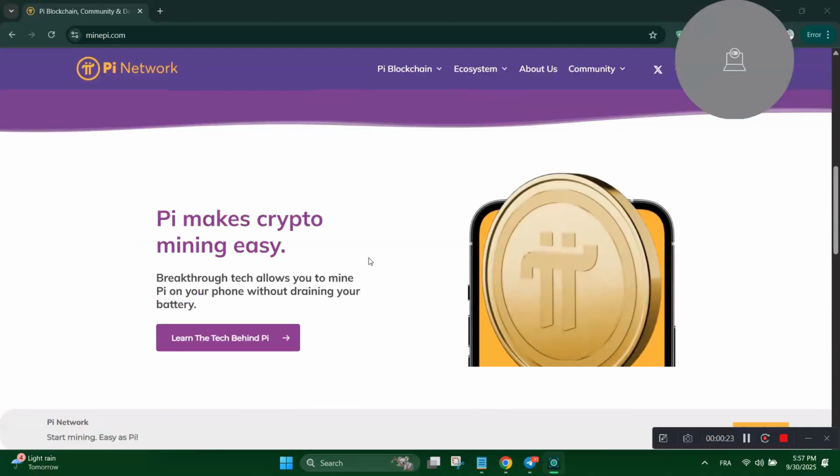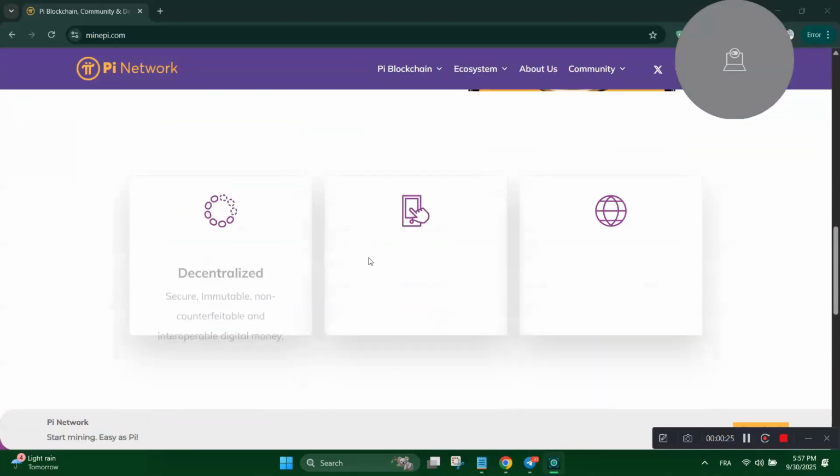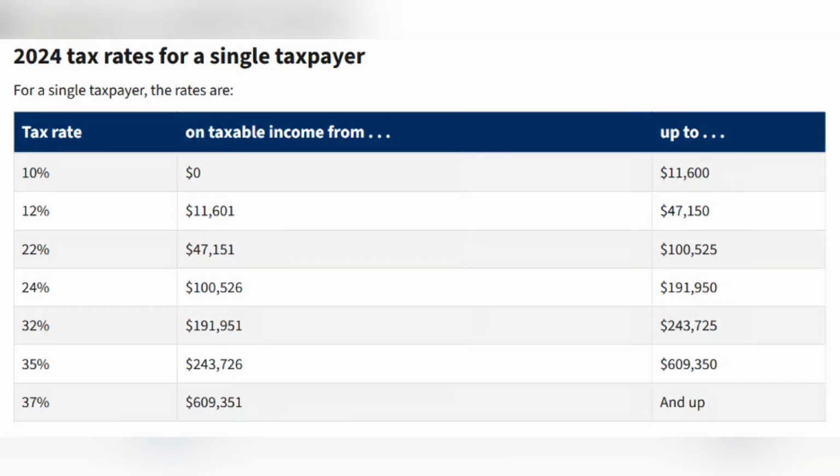First, let's talk about step 1, calculating capital gains and losses. Every time you sell, trade, or spend crypto, that's considered a taxable event in the US. To calculate your gain or loss, you subtract your cost basis, meaning what you originally paid for the asset, including fees, from the amount you received when you sold it. If the result is positive, that's a capital gain. If it's negative, that's a loss.